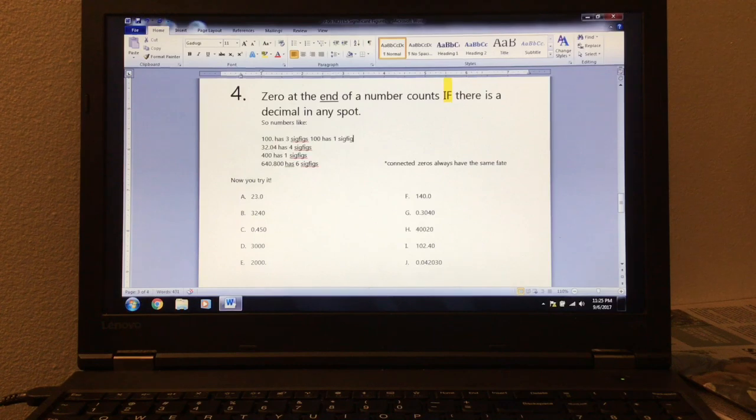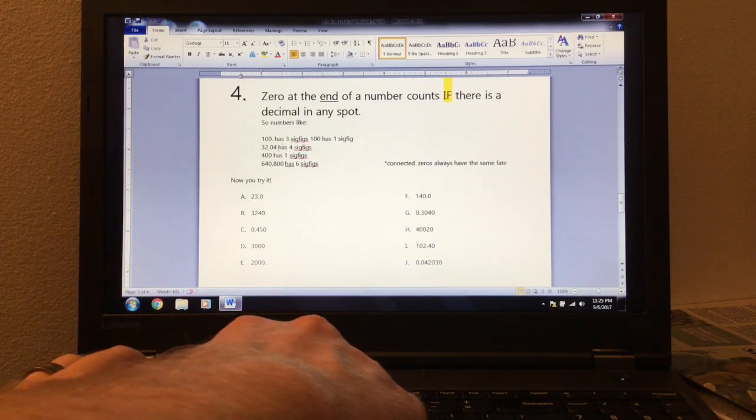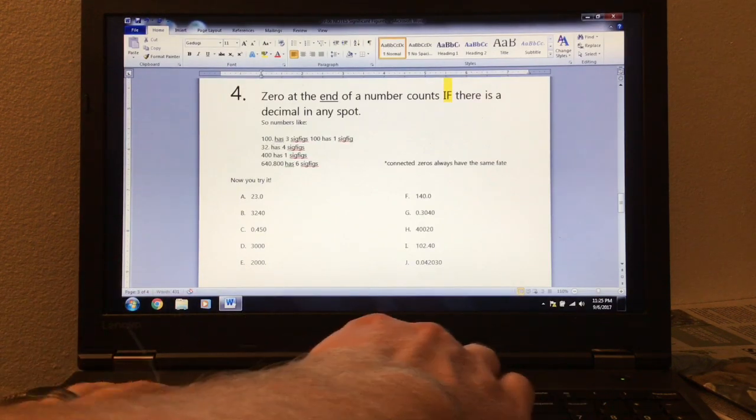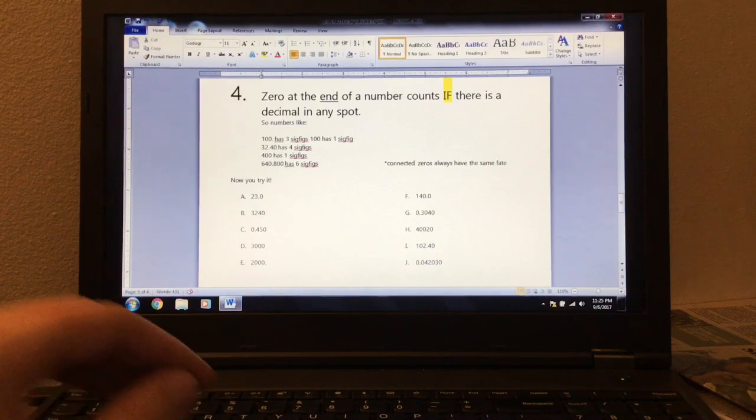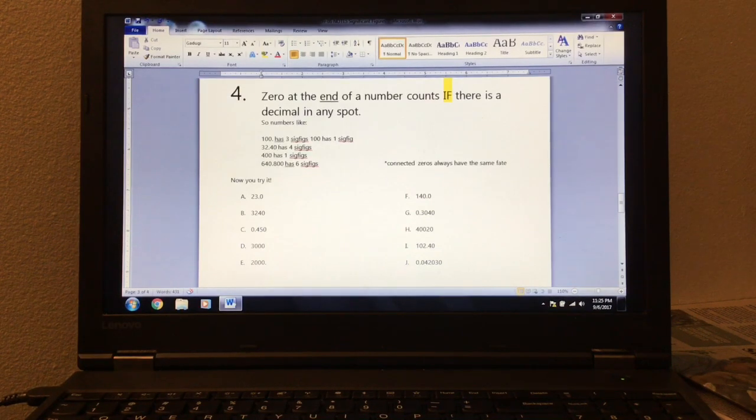So, 32.40 for this example, but it's probably not on your worksheet, so whatever. You can fix it. It has 4 significant figures because that 0 is at the end and there's a decimal in the middle. So it's 32.40.